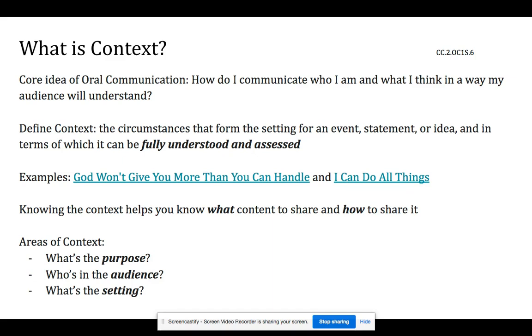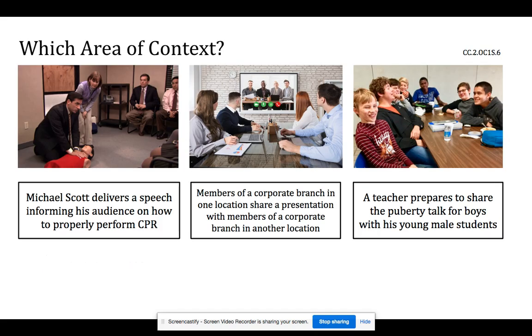Y'all have already dabbled in quite a few of those already, but we're going to go really in depth with a few of them and learn about a new one entirely. So let's look at these 3 pictures and try and figure out which of those 3 areas of context goes with which picture. So again, our areas of context are purpose, setting, and audience.